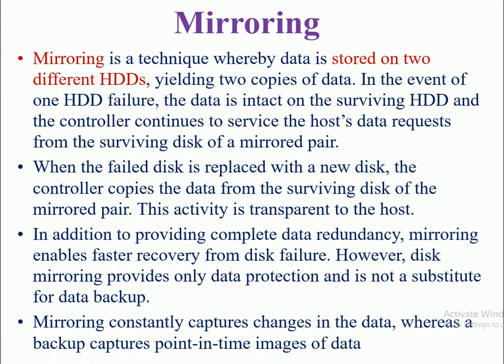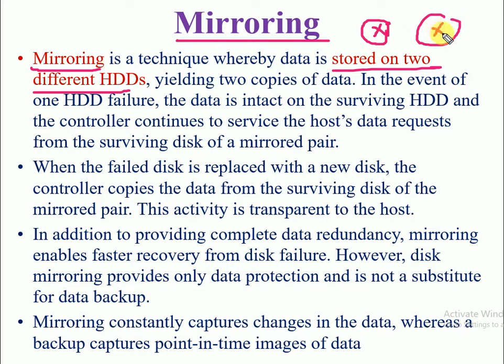Now the second base for defining the RAID level is mirroring. So what do you mean by mirroring? Mirroring, as the name indicates, is something that is being imitated or repeated. It is a technique whereby data is stored in two different hard disk drives. The same data, like X, is there in this disk as well as in this disk. The same data is mirrored on the second disk also. So that is the term mirroring.